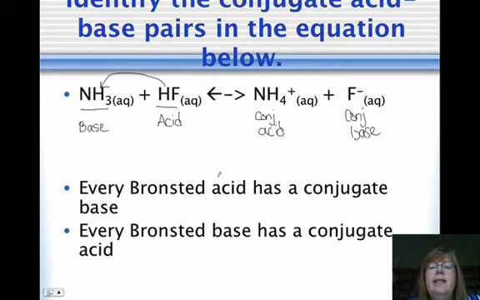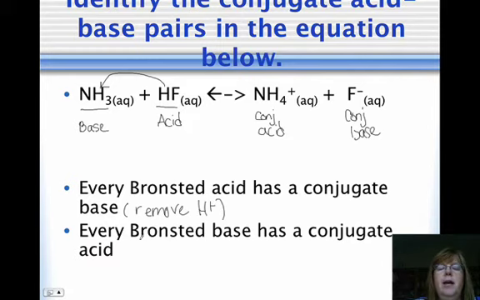So every Bronsted acid has a conjugate base, just remove the proton. Every Bronsted base has a conjugate acid. You just need to add an H and a plus, okay? So every Bronsted acid has a conjugate base, and that conjugate base is formed after you remove the proton. Every Bronsted base has a conjugate acid. You just add the H and the plus.